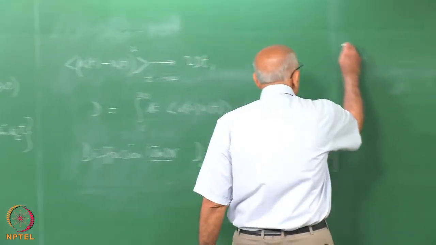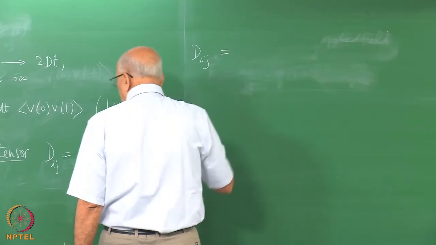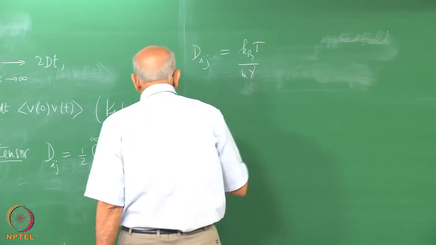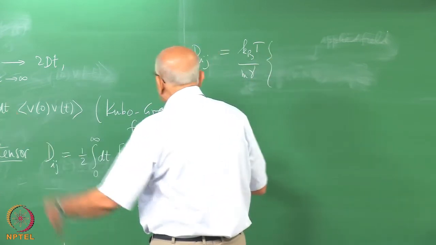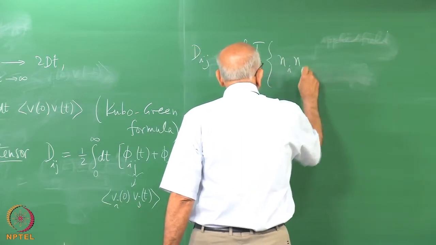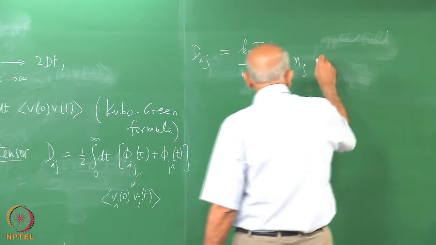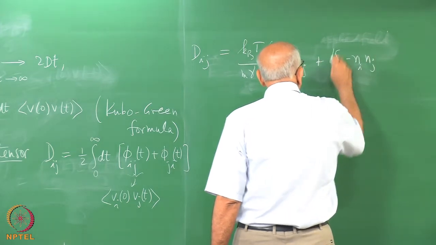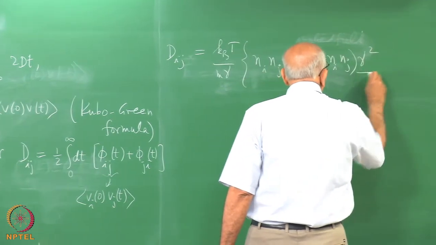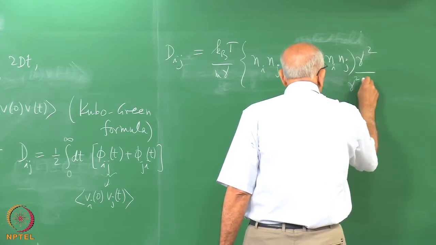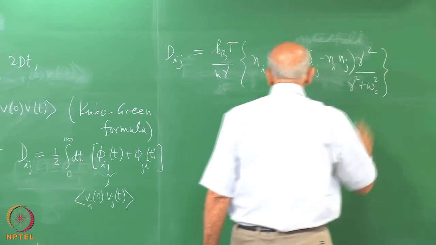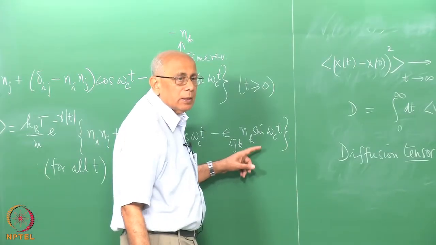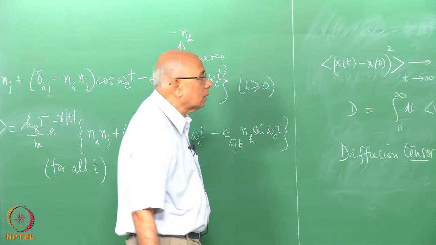Right? And it turns out D_ij, this thing here, is equal to k_B T over m gamma as before, multiplied by that portion, which remains as it is, n_i n_j plus (delta_ij minus n_i n_j) gamma squared over gamma squared plus omega_c squared. So that's the answer. As I said, this won't contribute at all because it's the antisymmetric part of that tensor and doesn't contribute.